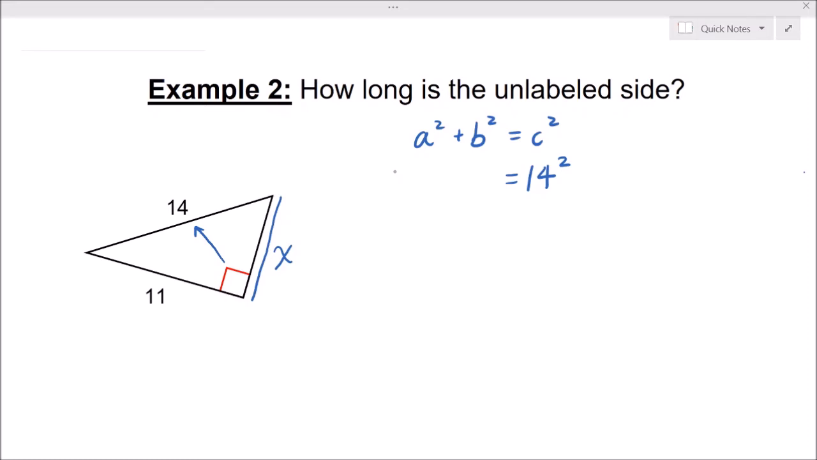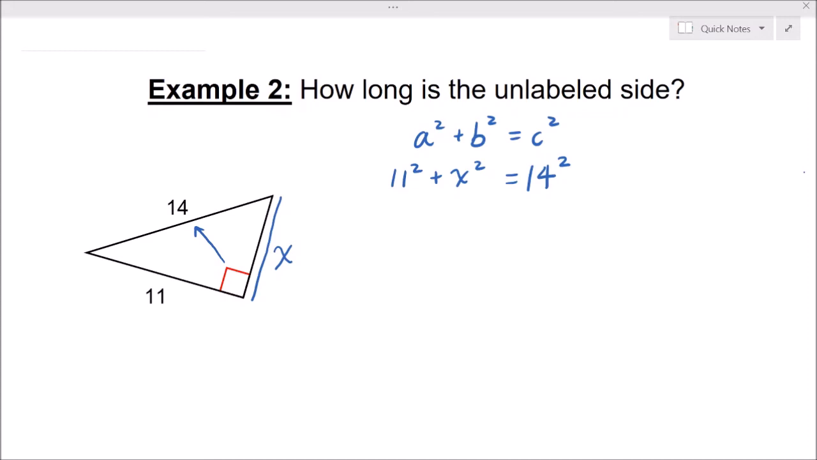We'll say 11 is a, so 11 squared plus b squared. The other side length is x, so it'll be x squared. And now again, we just have to use algebra to solve for x, to get x by itself. Now, how do we do that? First of all, we've got to get the x squared part by itself. And notice that there are some numbers we can just evaluate, as in some numbers we can simplify.